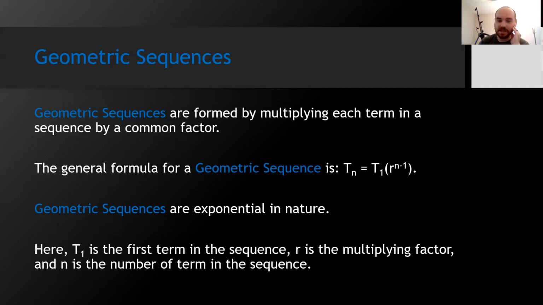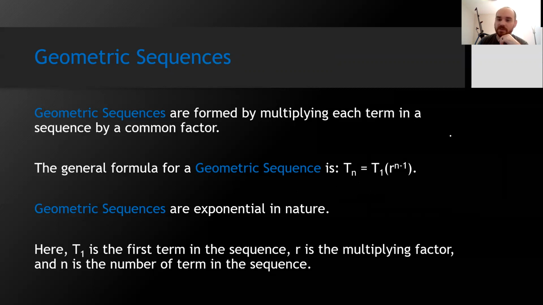So T sub n is, again, just the nth term in the sequence. So n, I could pick whatever term I want. I could solve for the 30th term in a sequence if I wanted to, and I just put in 30 for n. So that's just whatever term I want to look at. T sub 1 is, again, the first term in the geometric sequence. It's an important one. And then r is the multiplying factor.